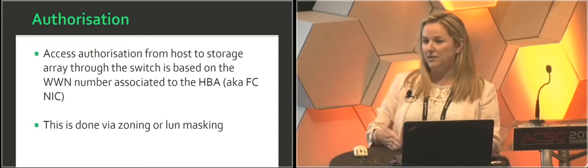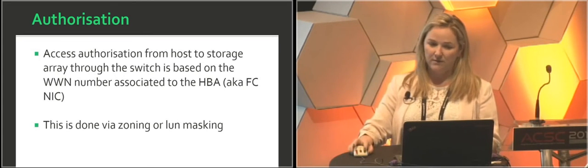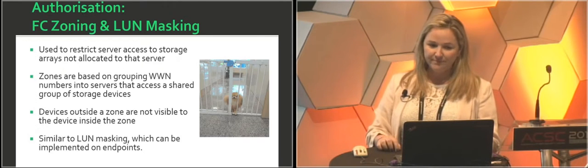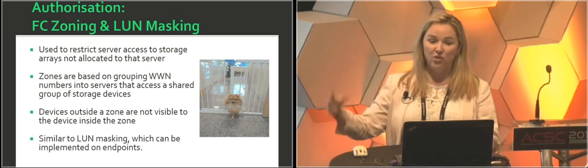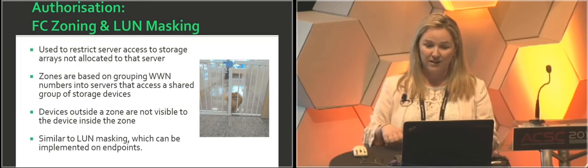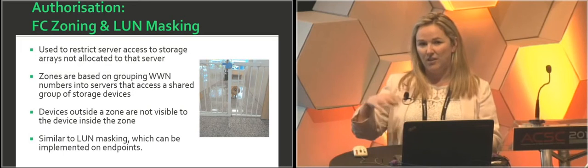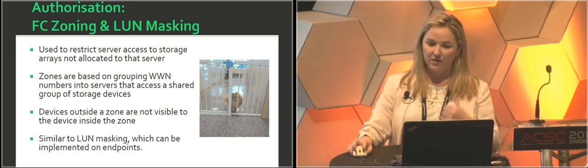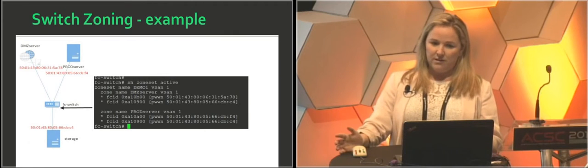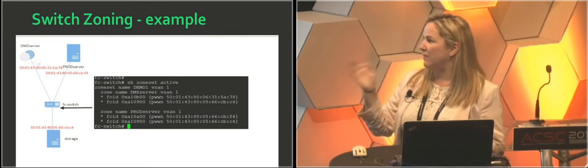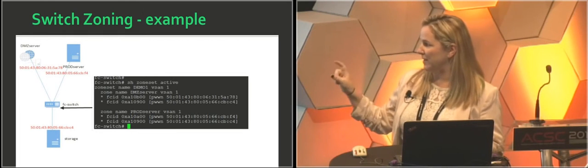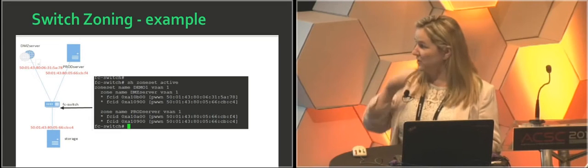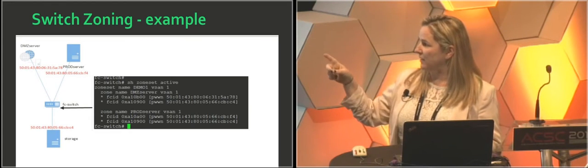So moving on to the last attack, which is the authorization attack. So the authorization for a server on a fibre channel network is usually done via WWN zoning or LUN masking. This is done usually using the WWN associated to the HBA. So by grouping together your WWNs on the switch, you're making sure that servers not inside that group can't see the storage. And LUN masking is very similar, but it's just done either on the client side or on the server side. So just going over zoning a bit more.